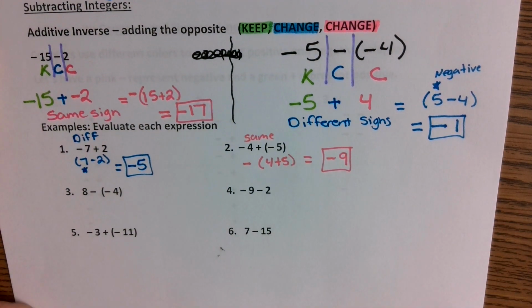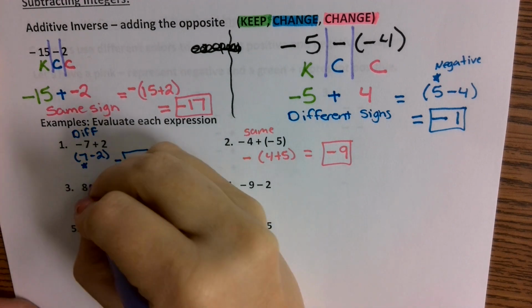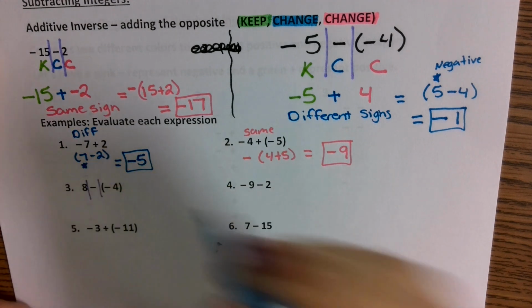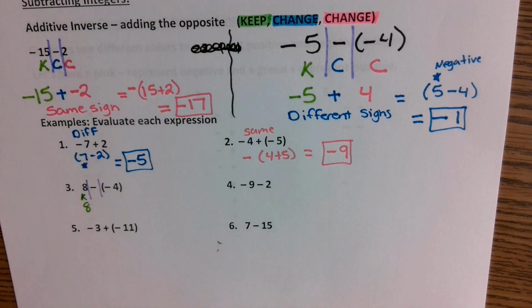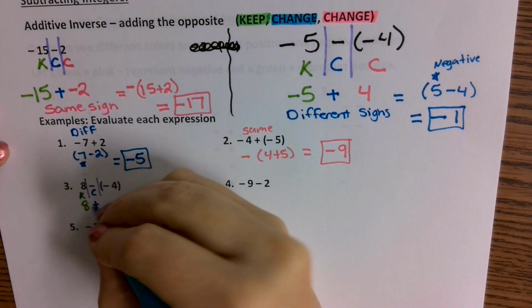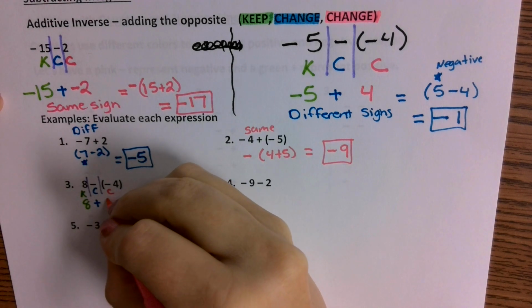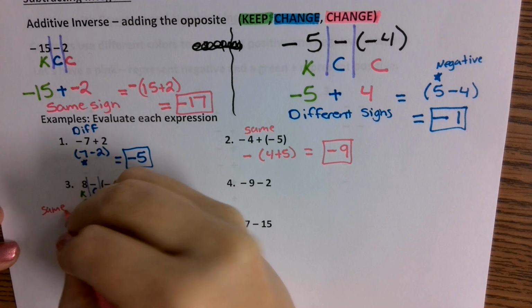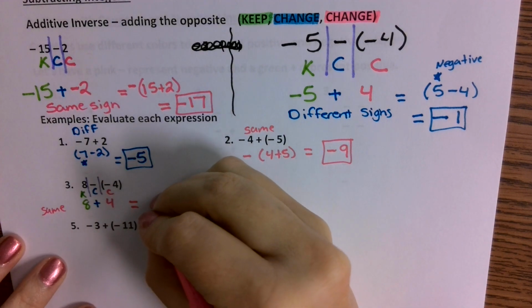For problem number 3, this is a subtraction problem, so the first thing that I need to do is keep, change, and flip. I'm going to keep the first number as an 8. I'm going to change the subtraction into addition, and then I'm going to change the -4 into a +4. They happen to now be the same sign. Since they are both positive, my answer is going to be a +12.